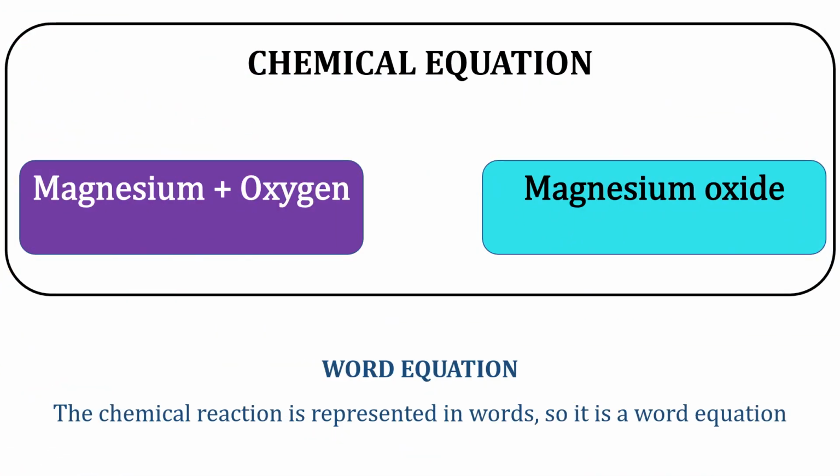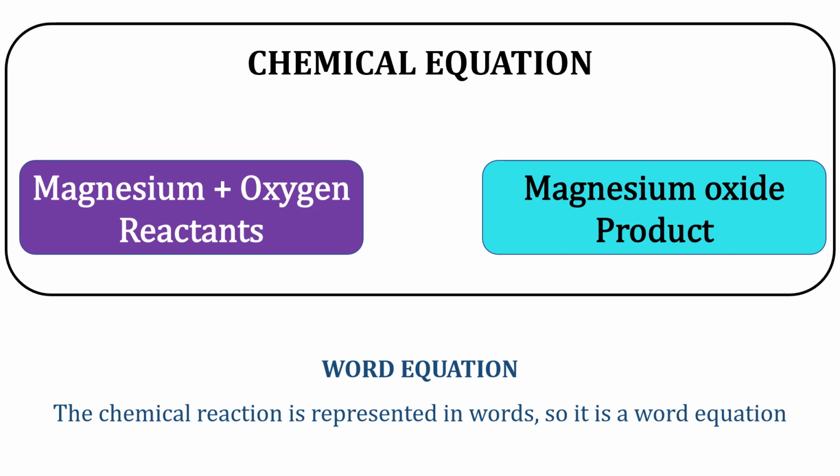As we have seen in our earlier class, when magnesium ribbon is burnt in oxygen, it gets converted to magnesium oxide. This chemical reaction can be written in the form of a word equation. That is, magnesium plus oxygen gives magnesium oxide. Substances that undergo chemical change in a reaction, that is magnesium and oxygen, are the reactants on the left hand side. The new substance magnesium oxide formed during the reaction is the product on the right hand side.